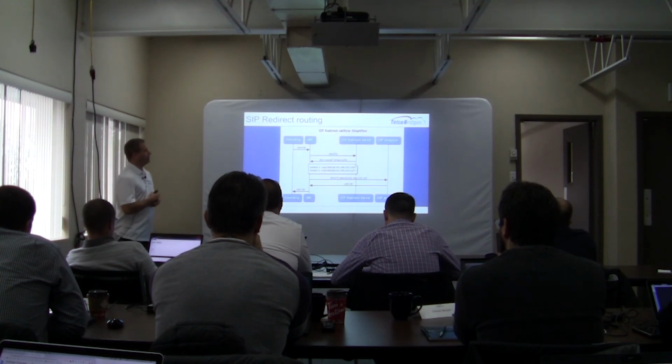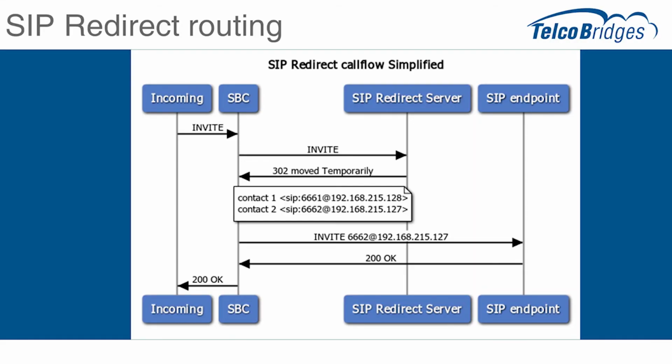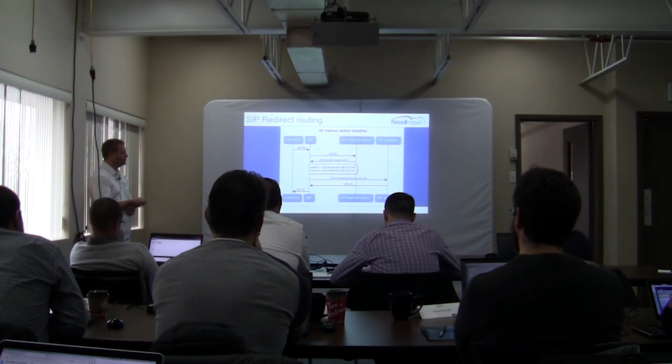So the simplified redirect call flow is something like this. You send an INVITE to the SIP redirect server, and you get a 302 or something else, depending on which SIP redirect server. And then the contacts like this, and we'll use just regular redirect information. If the call is accepted, we'll use only one of the contacts. If the call is refused, well, we use the second contact as well.